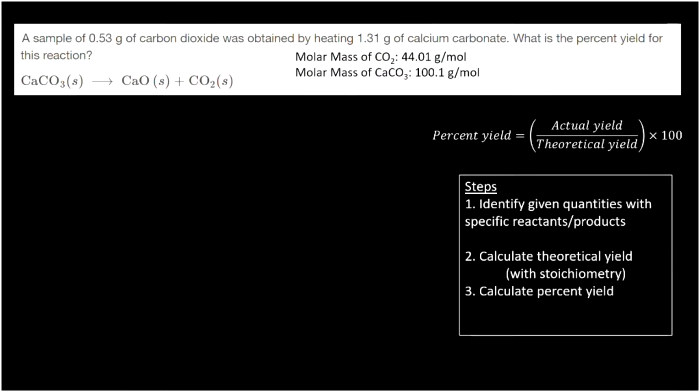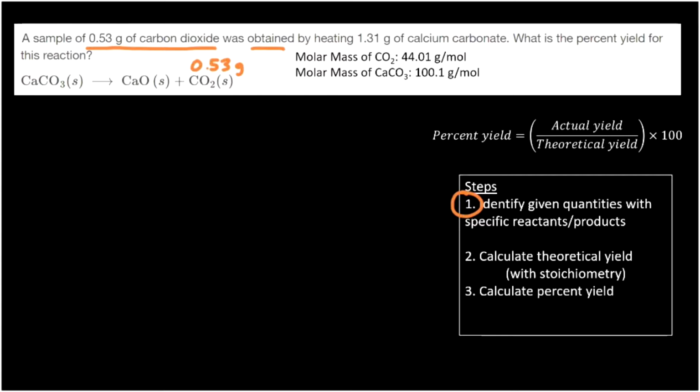Here, I've broken down the process into 3 steps. First, it says identify the given quantities with specific reactants or products. That's actually a good step whenever you're doing stoichiometry, whenever you're using chemical recipes. This is going to help us think carefully about what they represent. We're told that we have 0.53 grams of carbon dioxide and it was obtained, and so we know that that goes with my carbon dioxide. That's what I mean in this step: just identify the particular reactant or product that goes with the masses given in the problem.